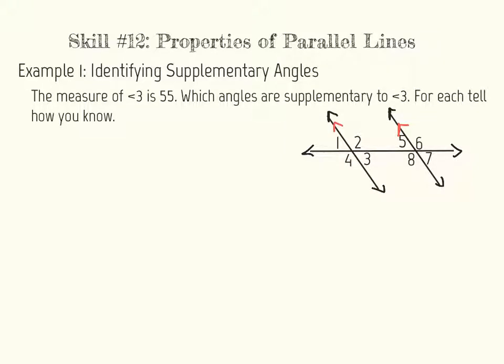Skill 12, Properties of Parallel Lines. Example 1, we want to identify supplementary angles. So, the measure of angle 3 is 55 degrees.